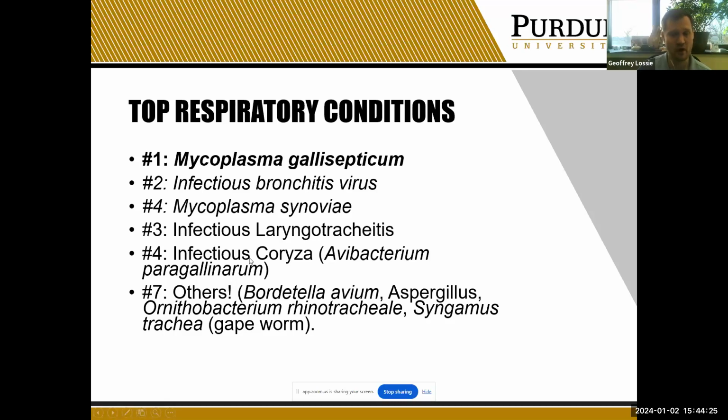I'm just pointing this out because in my experience in backyard flocks, it's almost never infectious coryza, and it usually will be Mycoplasma gallisepticum. And if you remember all the way back to the beginning, or if you scroll back in this presentation in the future on YouTube, remember that bird that had that swollen shut eye with the nasal discharge? That bird had Mycoplasma gallisepticum.